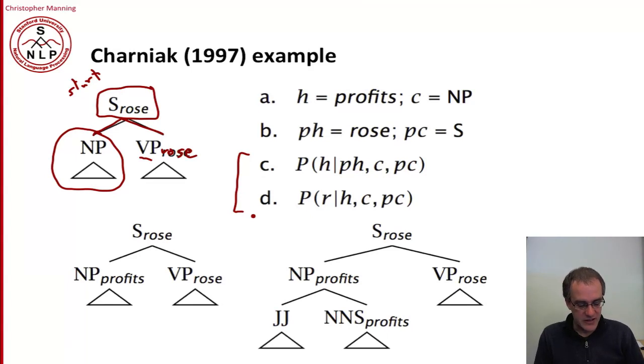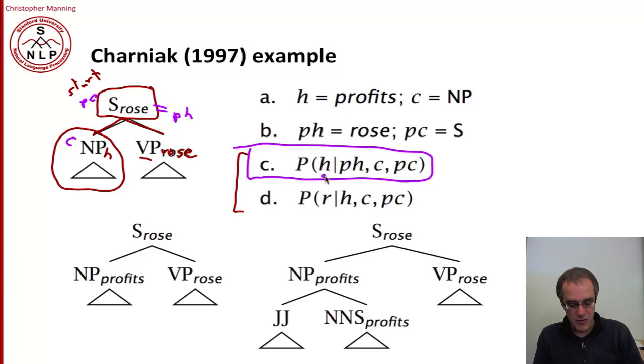So the first one is, we have to choose some head word for this noun phrase. And for choosing that head word, we're going to condition on several things. We're going to condition on the head word of the parent, the category, which is noun phrase, and the parent category, which here is S. And so the probability distribution we're going to use is this one. So we're going to have a probability over different head word choices given these three conditioning things: the category, the parent category, and the parent head word.